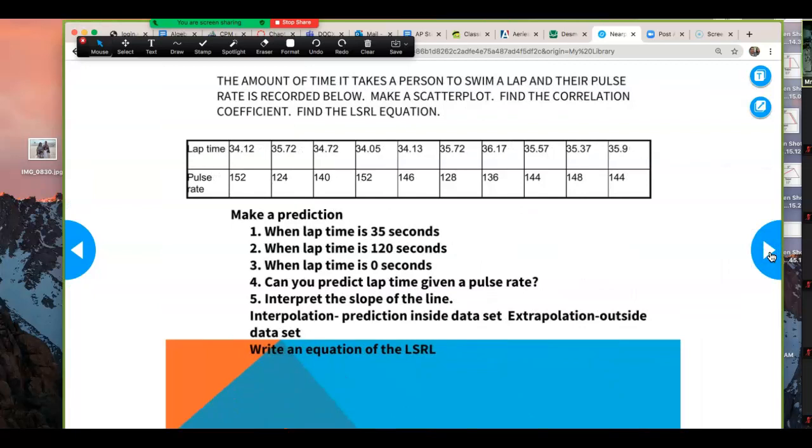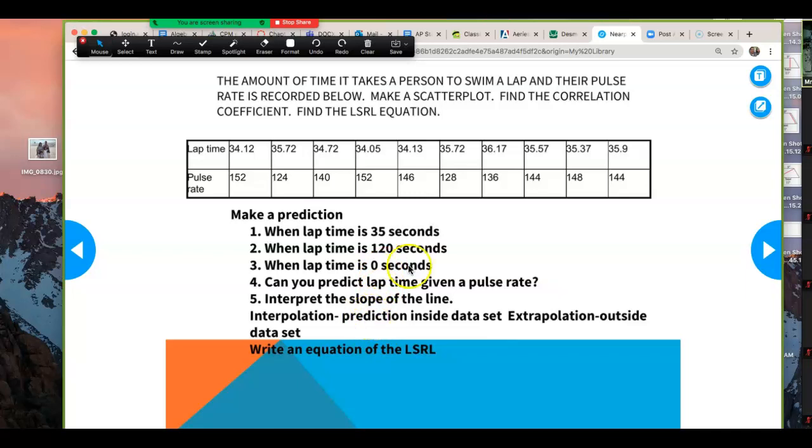This is an example of a problem where you got to make predictions. Lap time in the swimming pool and pulse rate. So you think the faster you swim, the higher your pulse rate. If we make predictions far outside the data set, like if your lap time is 120, that's called extrapolating. Interpolating is predicting inside the data set.